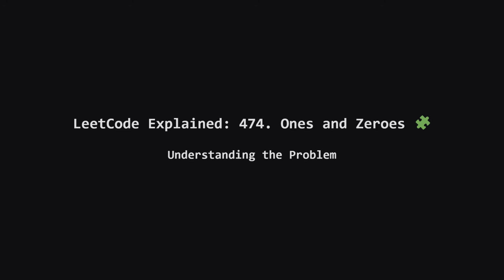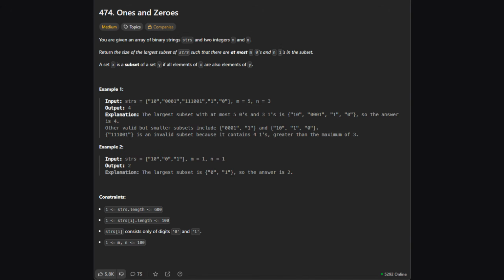Hey everyone, and welcome. Today we're tackling Leetcode problem 474, ones and zeros. This is a medium-level problem that looks a bit tricky at first, but it's a fantastic example of a classic computer science concept. We're going to break it down step by step. Alright, let's look at the problem statement.